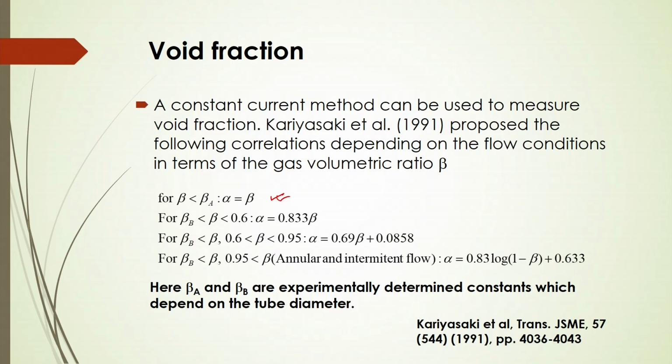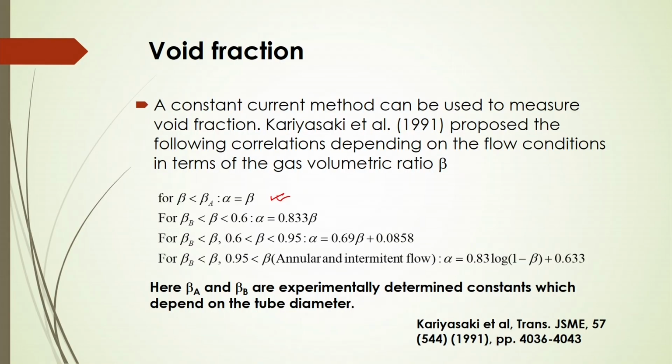Beta is the gas volumetric ratio. Gas volumetric ratio means the volumetric flow rate of the gas over the total flow rate of gas and liquid. So, it is denoted by beta. In that case, the void fraction alpha is equal to beta, that means the void fraction will be equal to the gas volumetric ratio if that ratio is very low. Whereas, if this volumetric ratio is less than 0.6, then you can expect the void fraction will be equal to 83% of the gas volumetric ratio.